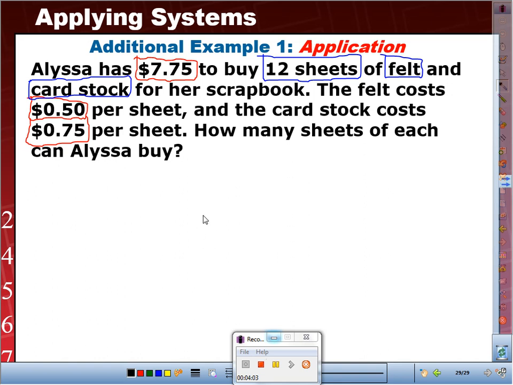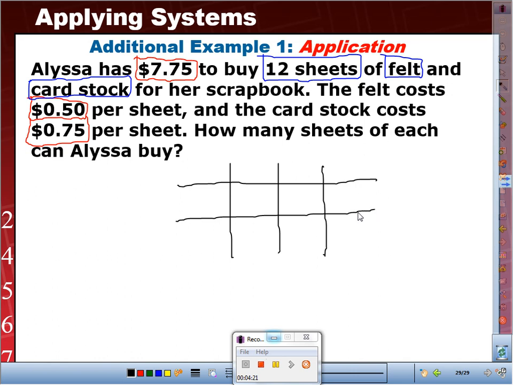Here it goes. The table never changes from this point forward when we get to word problems like these. 3 lines down, 1, 2, 3, 2 across. So step 1 was read the problem at least twice and circle or underline key information. Did we do that? Step 2, build a table, here it is, and label it using variables.